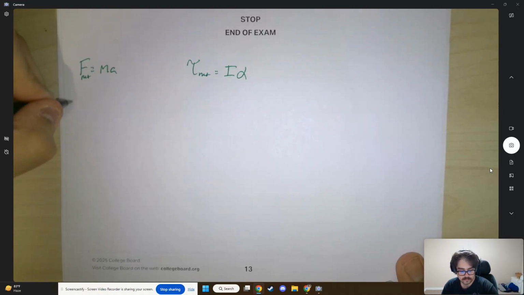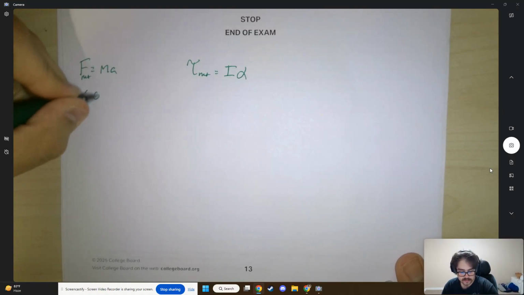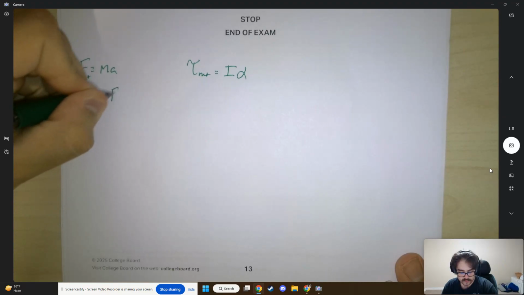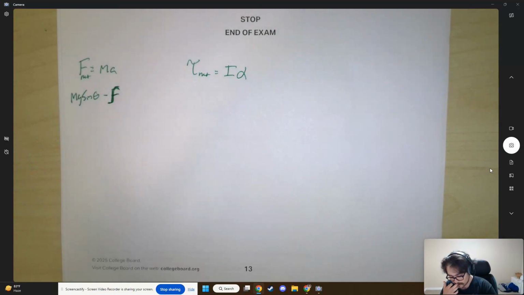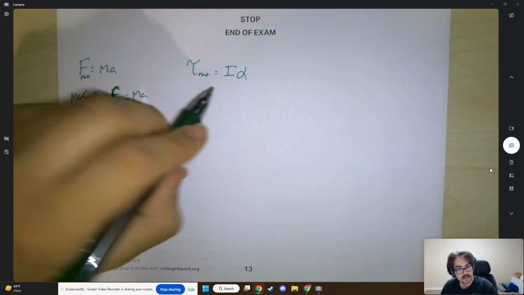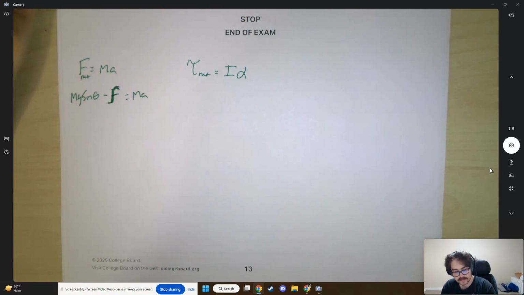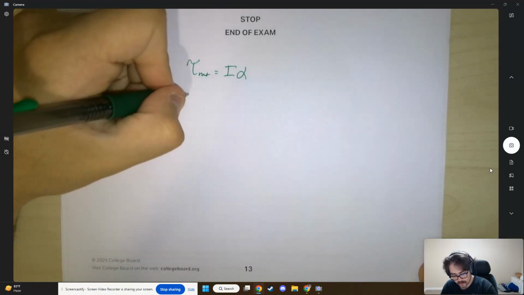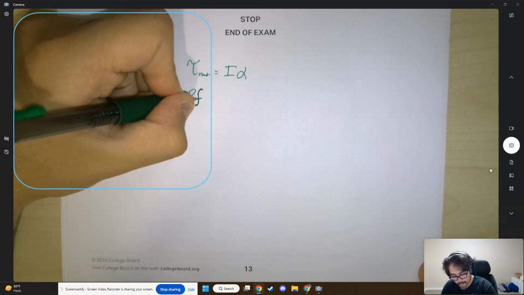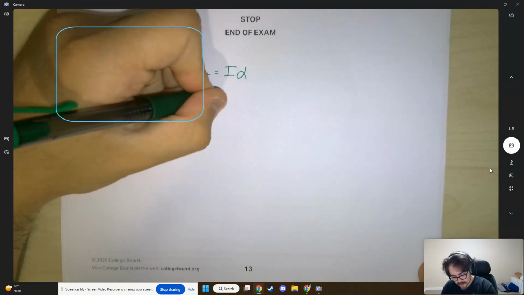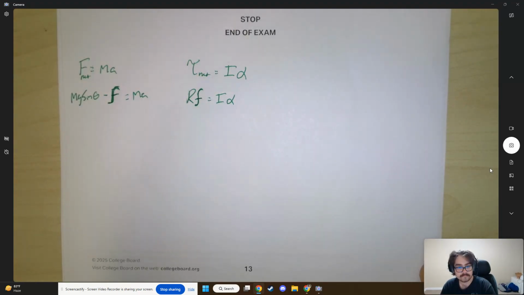The net force, again, we said was mg sine theta minus the force of friction, which, by the way, I don't actually have to solve for it because it just says call it a lowercase f, equals ma. The net torque, the only thing that's actually causing a torque on the object is friction. So I'm going to say R times the friction is equal to I alpha, okay?